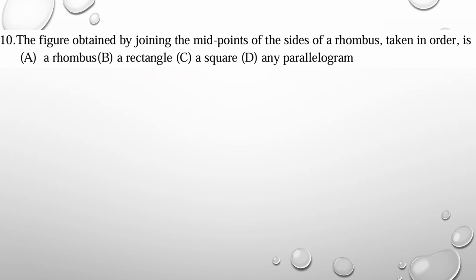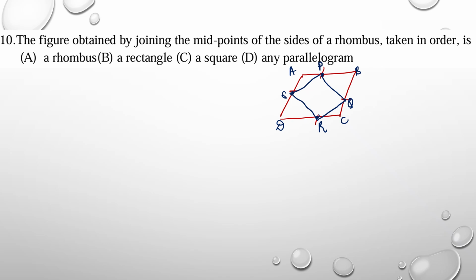Next, a figure obtained by joining the midpoints of the rhombus. Rhombus में all sides are equal. Let's draw midpoints here. So the figure formed by joining the midpoints of the rhombus taken in order is a rhombus, a rectangle, a square, a parallelogram. Now this is a question from NCERT. Let it be PQRS. Now you need to check PQRS. Is it a rhombus, rectangle, square or parallelogram?